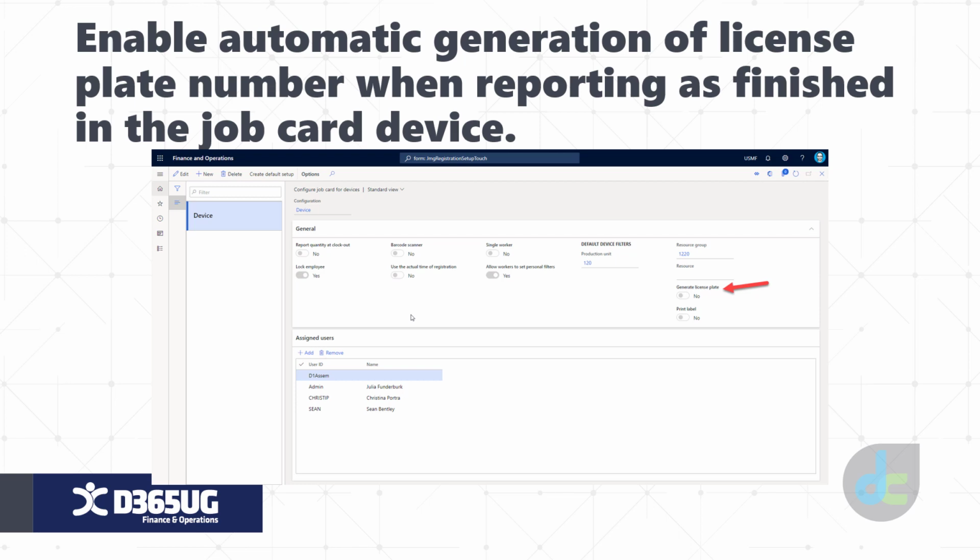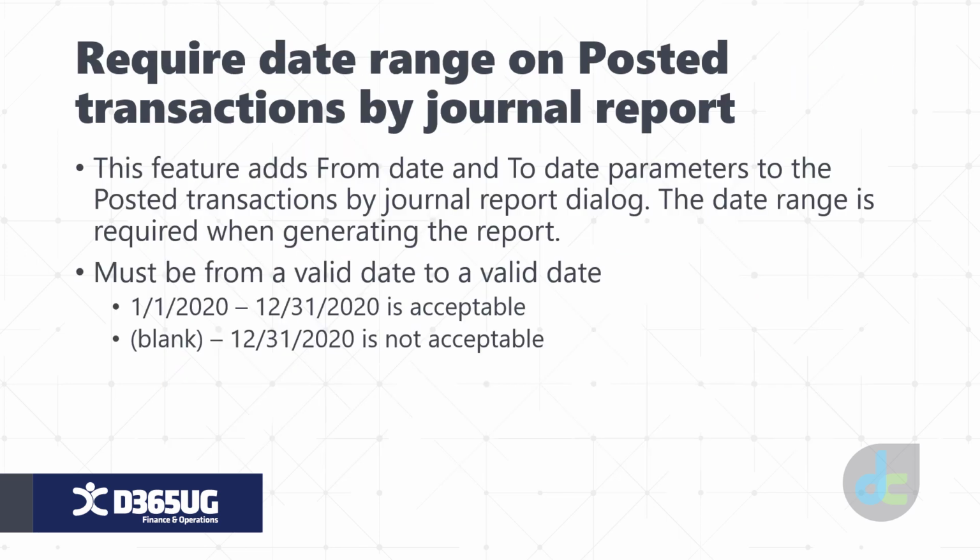Next, this is another simple one. There's a feature to enable automatic generation of license plate numbers when doing a report as finished using the job card device. So if you're using manufacturing execution, you turn this feature on, you get a new parameter here on the job card device setup screen. You set that to yes, and whenever you do a report as finished, it'll automatically generate an LP for you.